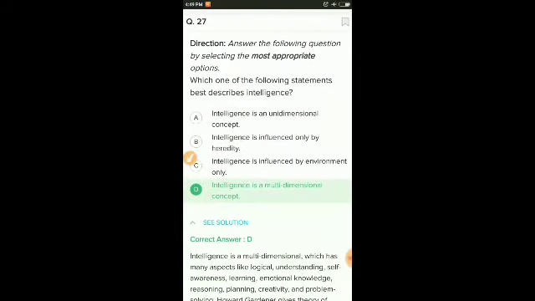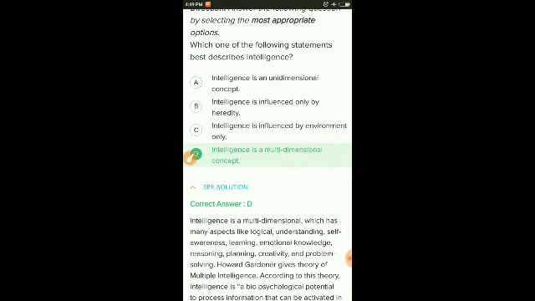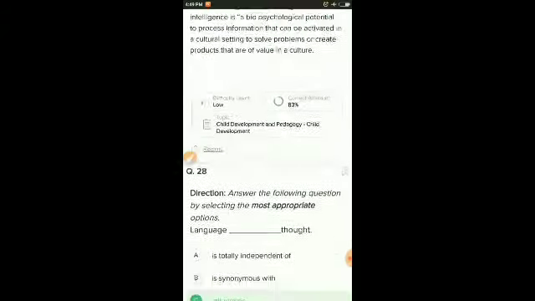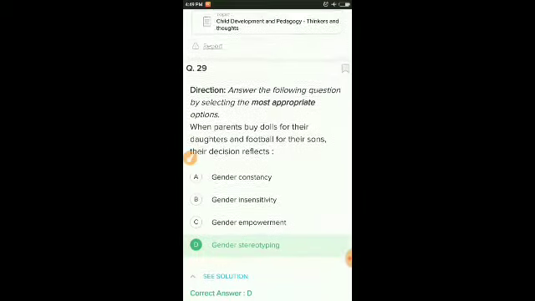Question number 27. Which one of the following statements best describes intelligence? Option D is the correct answer. Intelligence is a multi-dimensional concept. It is not unidimensional, it's a multi-dimensional concept. Question number 28. Language dash thought. Language influences thought. The language that we speak or learn always influences our thought.